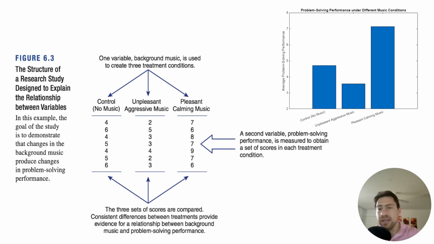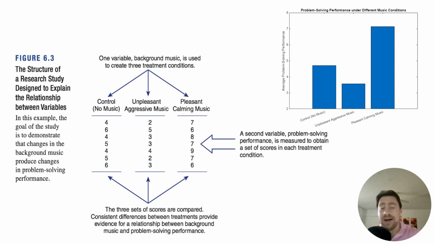Or imagine that your groups are different from each other in some way. So let's imagine that maybe math majors and engineers are overrepresented in your calming music group compared to the other two groups. And let's say that your measure of problem solving contains problems that have quantitative reasoning, the sorts of problems where a math major or an engineering major might excel.